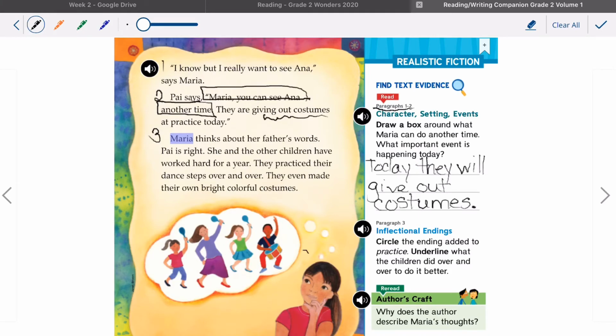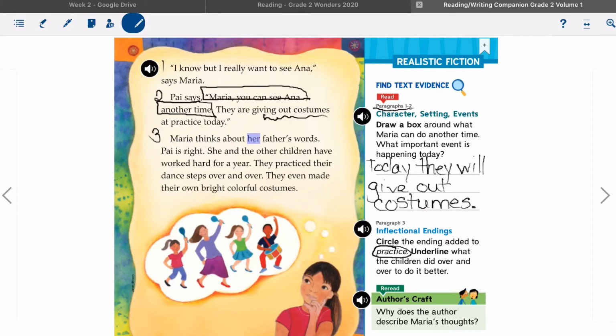All right, as we read paragraph 3, we're going to find the ending to the base word of practice. Okay, so we have to find practice. They changed the ending. We're going to underline what the children did over and over to be better. Let's listen to paragraph 3.